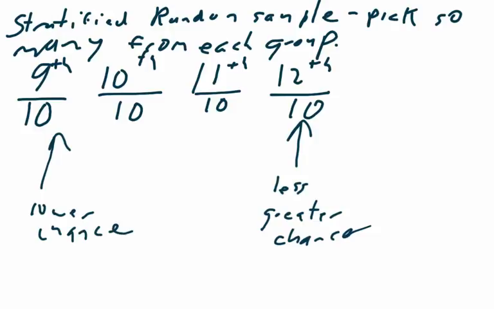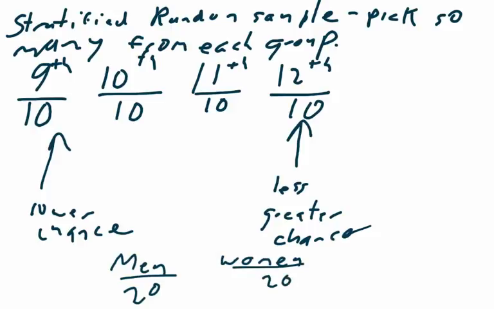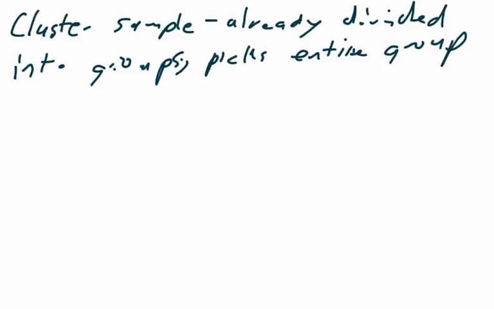So a stratified random sample breaks them up into some sort of group and then has the sampling done from there. It can be anything. It could be men. We'll pick 20 men and ask them, and we can pick 20 women. That's another example. The next one is called a cluster sample.